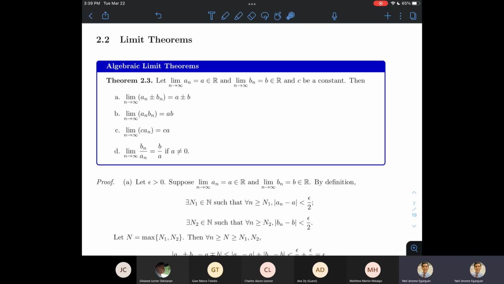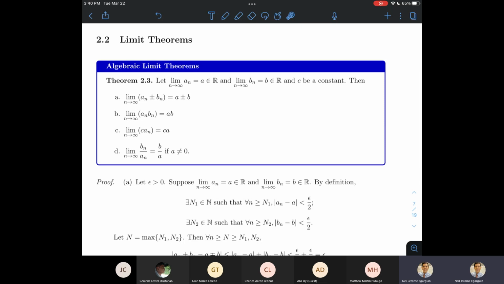All right, so now let's continue. So let's look at the limit theorems. Well, ito yung sinasabi ko ng mga theorems na posibleng makatulong sa atin to find the limit or to prove the limit of a sequence. All right? Kasi mahirap gamitin yung definition over and over again, especially if the formula for the nth term of the sequence is quite complicated. Kasi mas marami kang inequalities na kailangang i-manipulate and so on.